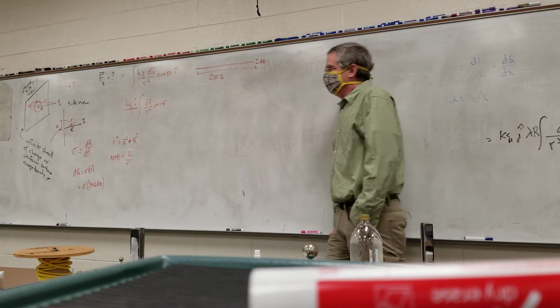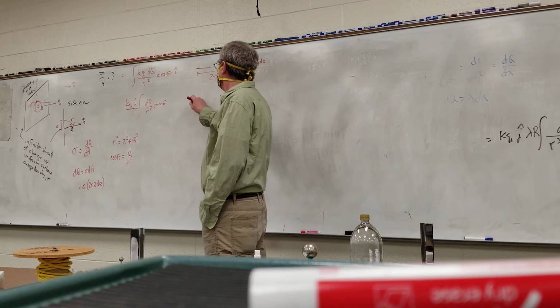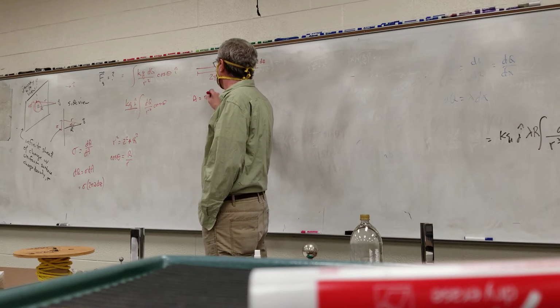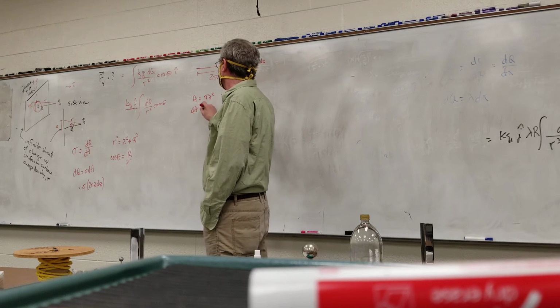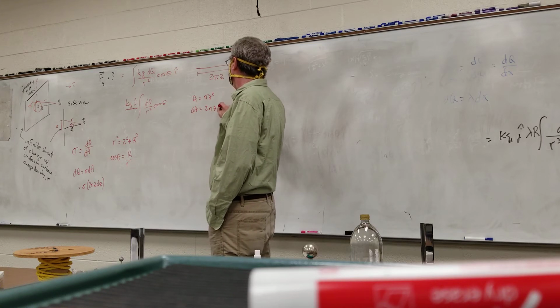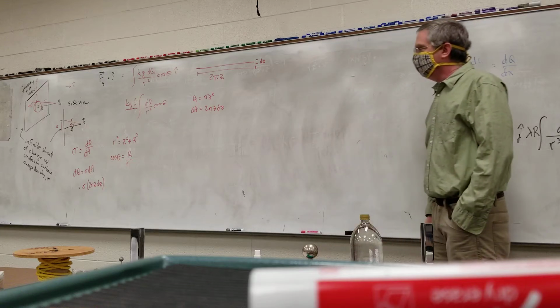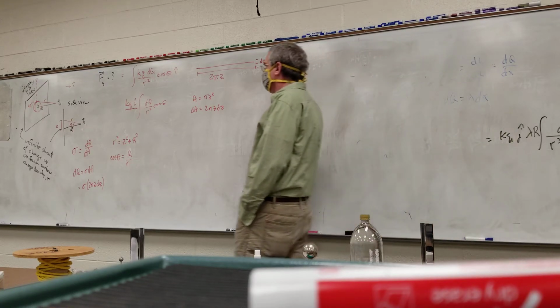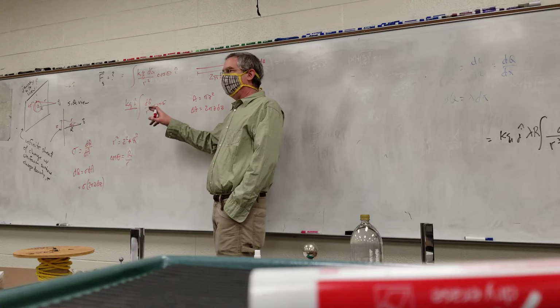We could have also just as easily done area is equal to pi z squared, and so dA is equal to 2 pi z dz. Get to the same place. Questions here before we start plugging in?